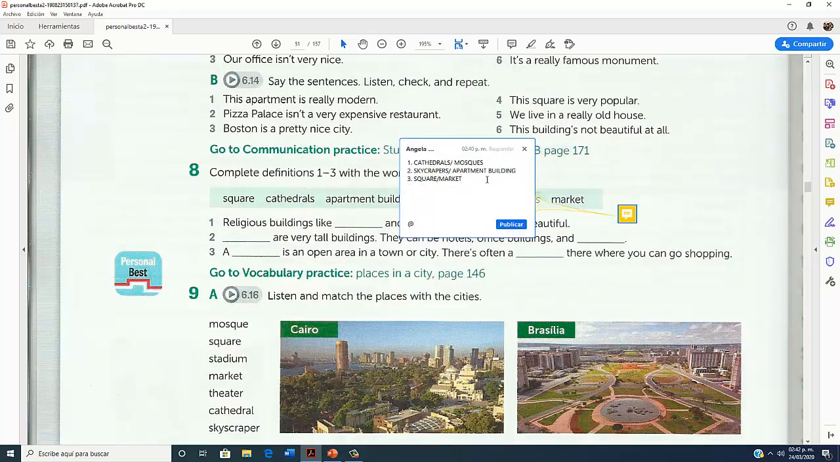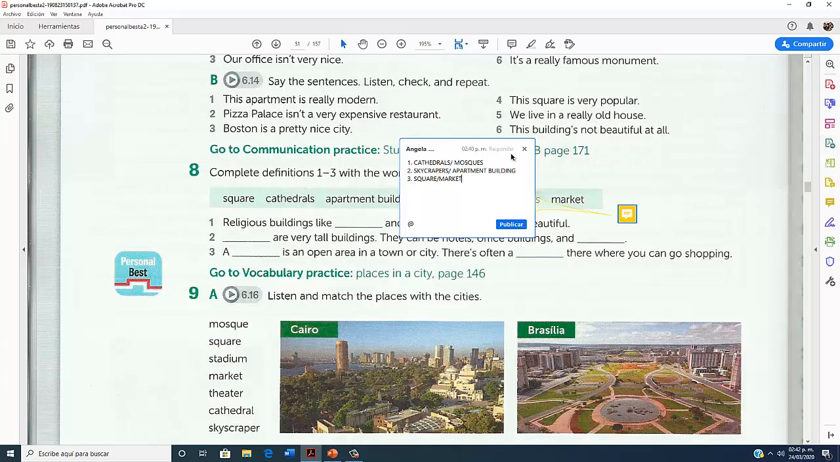Okay, square and markets. So what other places can you find in a city? Apart from cathedrals, square, markets, skyscrapers, what other places can you find in a city? So maybe schools, supermarkets, train stations, what else? Pharmacies, cinemas, theaters, discotheques. So those are the different places that you can find in a city.